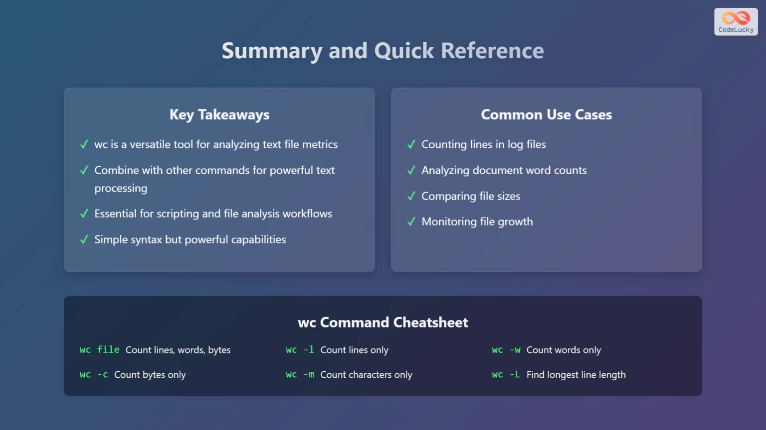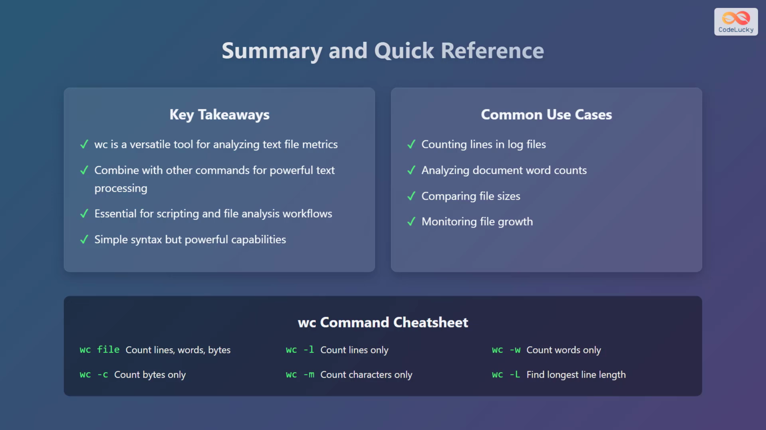In summary, the word count command is a versatile tool for analyzing text file metrics. It can be combined with other commands for powerful text processing and is essential for scripting and file analysis workflows. It has a simple syntax but powerful capabilities. Some common use cases include counting lines in log files, analyzing document word counts, comparing file sizes, and monitoring file growth. Here is a quick cheat sheet for the word count command.